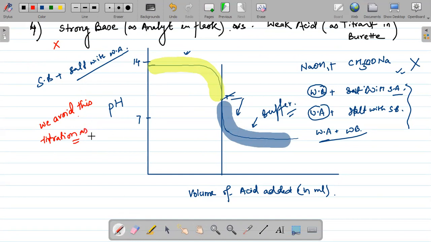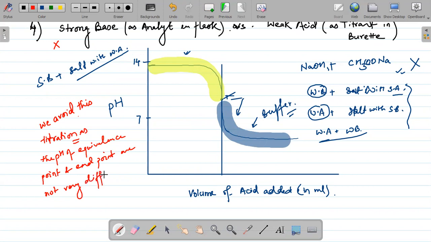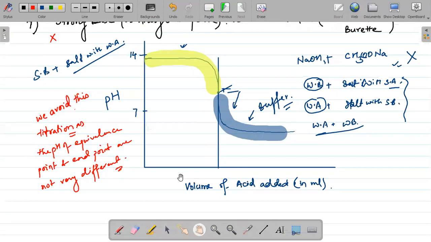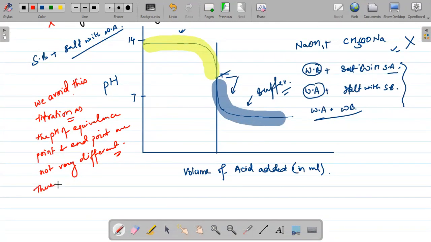And the logic behind it is that the pH of the equivalence point and the end point are not very different, okay, and therefore the end point is not suitably indicated. Clear.